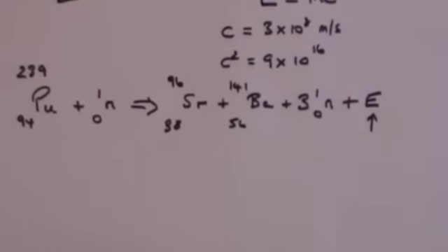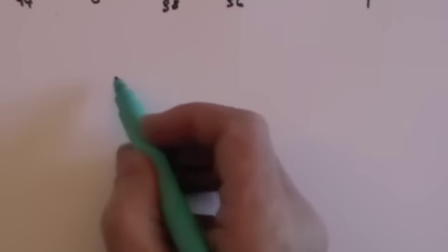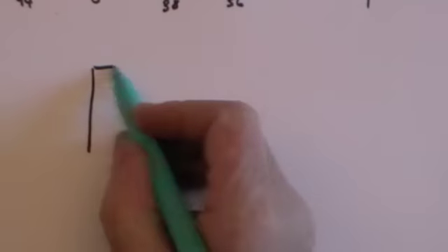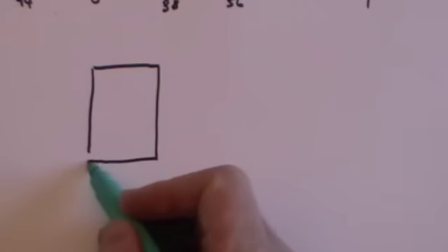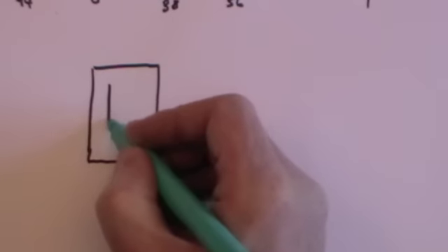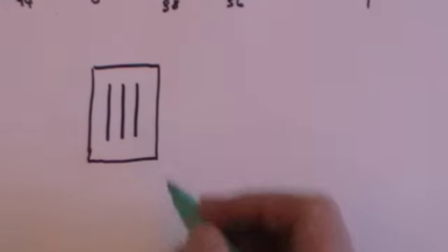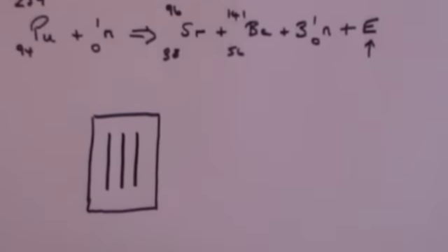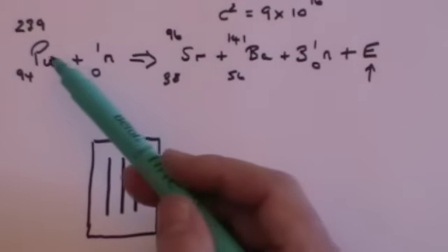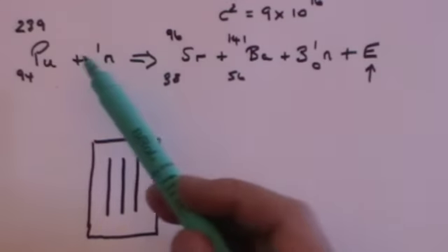Now these processes, of course, can be used in nuclear reactors to produce energy, to produce electricity. The basis of a nuclear reactor is this. You have a container in which you have some fuel rods. Now these might be uranium or they might be plutonium. But the idea is that this is the kind of formula that's going to apply.